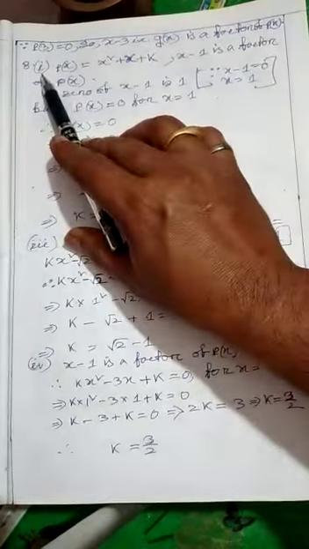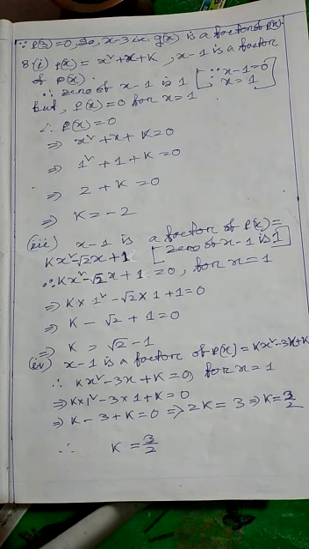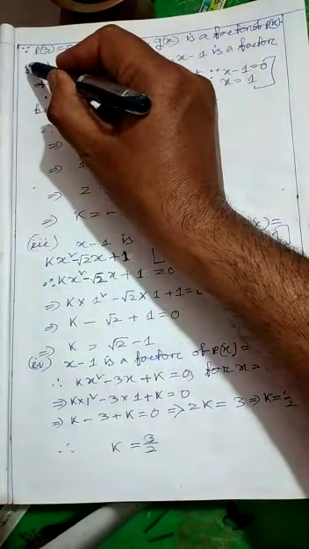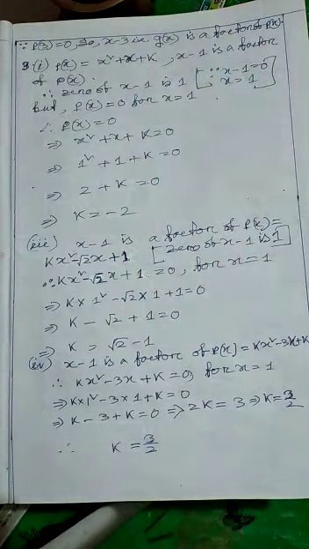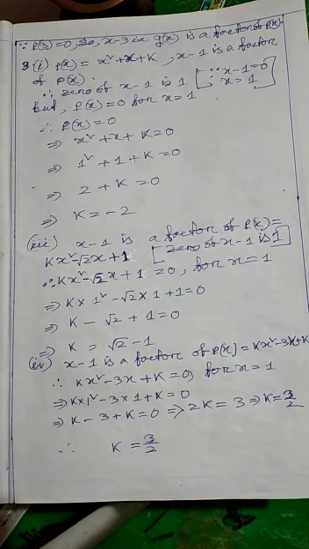Now come to question number 3. In question number 3, you are asked to find the value of k if x minus 1 is a factor of p(x) in each of the following cases.